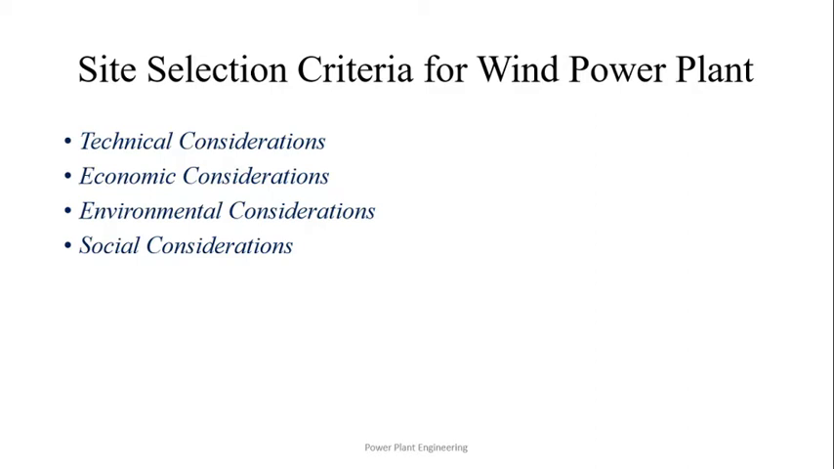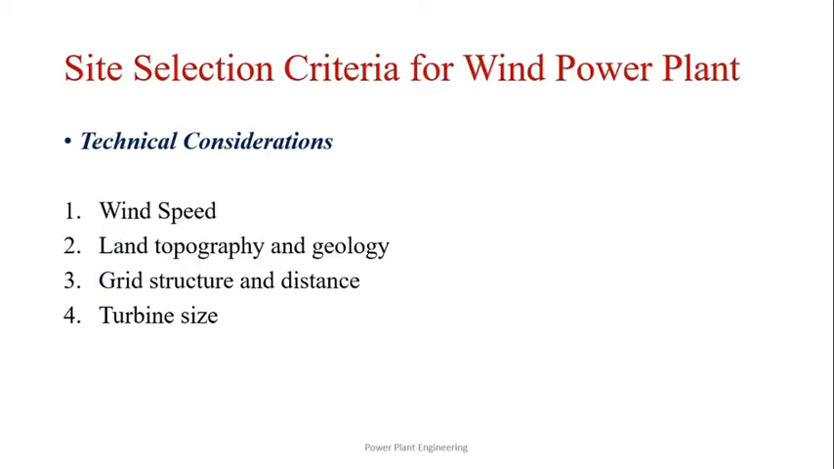Let's see the technical considerations. Many technical factors affect the decision making on the site selection, including wind speed, land topography and geology, grid structure and distance, as well as the size of the turbine. These technical factors must be understood in order to give pairwise scores to the sub-factors.